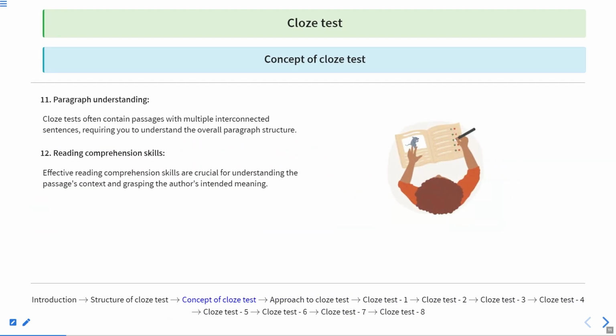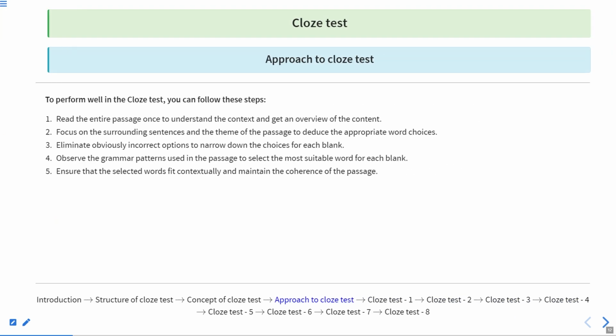Next is paragraph understanding. Cloze test will often test passages with multiple interconnected sentences. So they require us to understand the overall paragraph structure in order to substitute the right words. Then, reading comprehension skills. Effective reading comprehension skills are crucial for understanding the passage's context and grasping the author's intended meaning. Otherwise, we may not be able to substitute the right words.